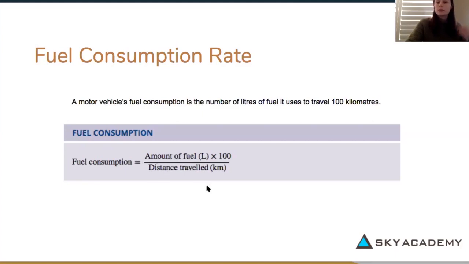travelled in kilometres. So essentially, when we're doing fuel consumption rate questions, there's two things you could be solving. You could be solving A, the fuel consumption, this part here, or B, you could be using the fuel consumption already being solved or already being given to you to calculate the amount of fuel or the distance travelled. So instead of finding the fuel consumption, you're using the fuel consumption to find one of these two.